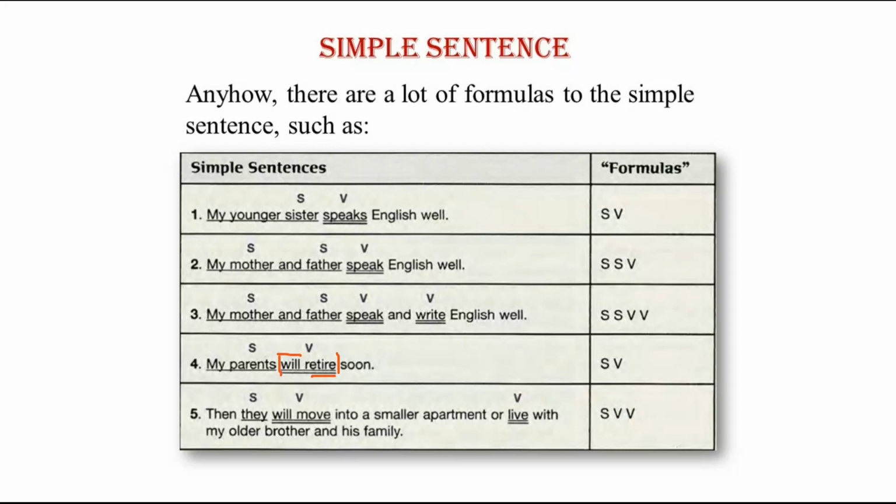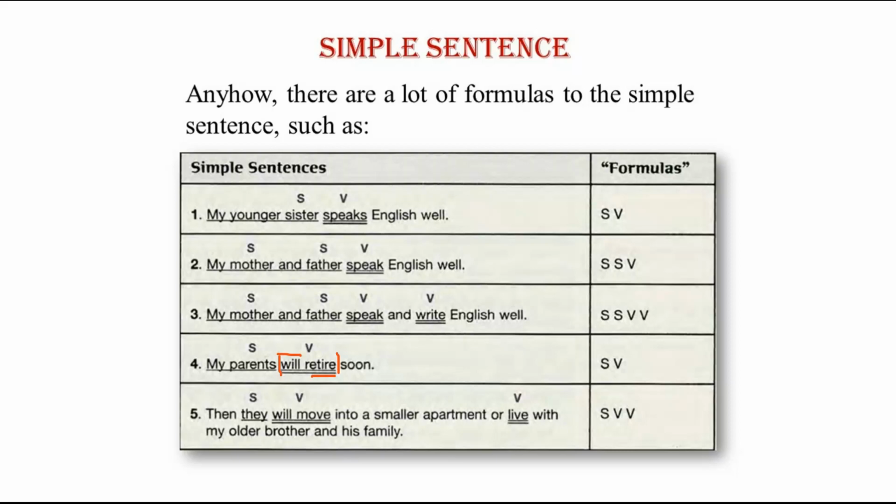He has, had, is only the same verb, and so on, such things. So my parents will retire soon. My parents is one subject, will retire is one verb. Then they will move into a smaller apartment or live with my older brother and his family.